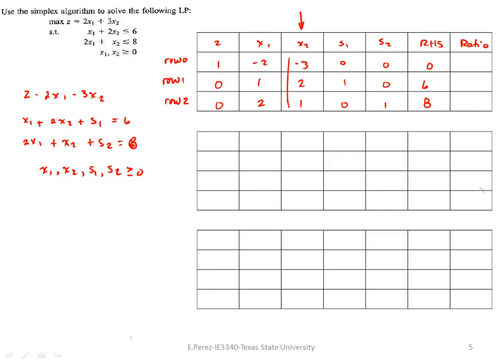So you're going to look at this column, okay? And you're going to divide the right hand side by that column. So for the first row, you have 6 divided by 2, that's 3. For the second row, you have 8 divided by 1, this is 8. So you're going to use the minimum, which is this row. So you're going to pivot this number.